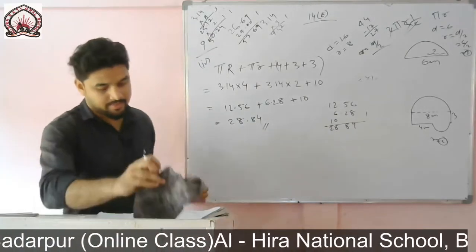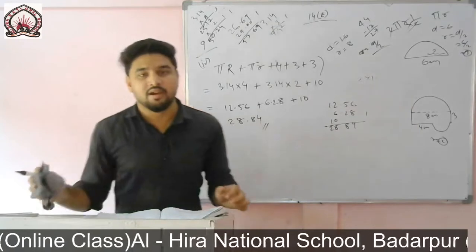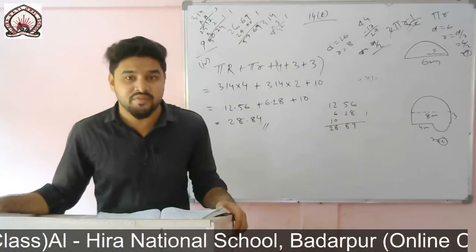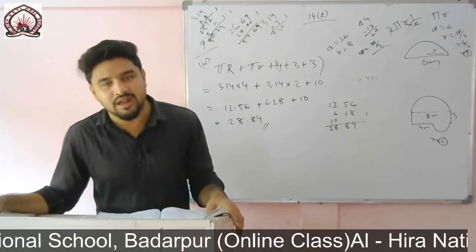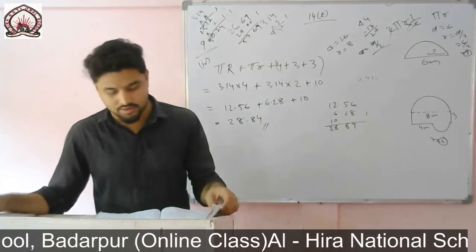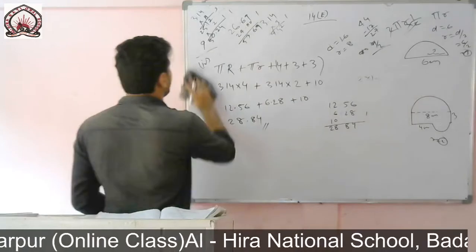So first we will find the circumference of the wheel. After that we will multiply the circumference with the revolutions, then we will get the distance.